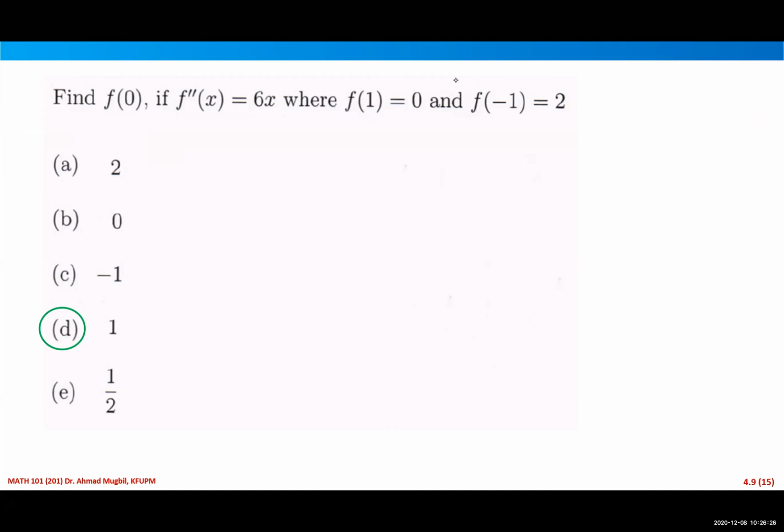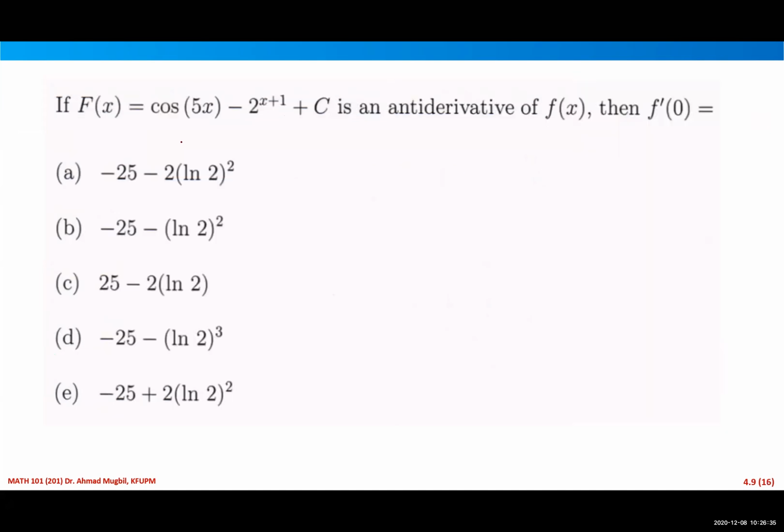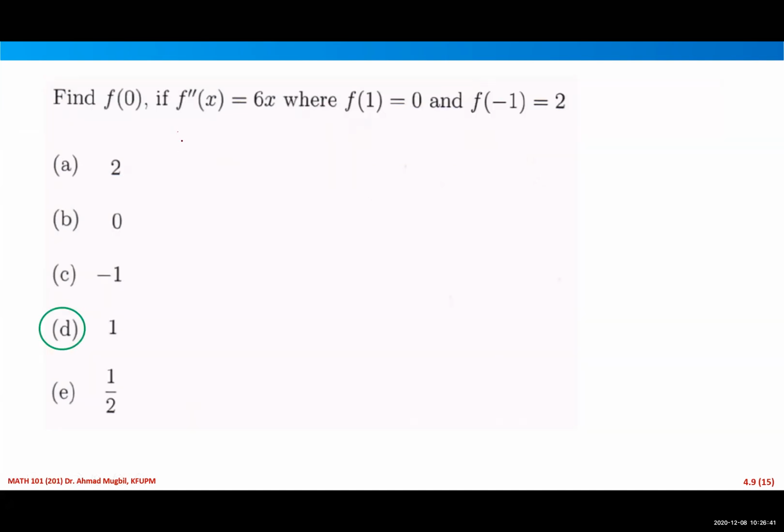You need new students, guys. Let's take Adnan this time. Adnan, first we find the first antiderivative, which is... Let me go back to the question. So we will find the first derivative. What is it? It is 6x to the power 2 over 2 plus c, which is 3x squared plus c. Thank you. Now this is the first derivative.